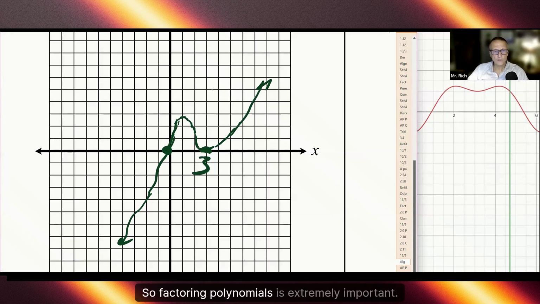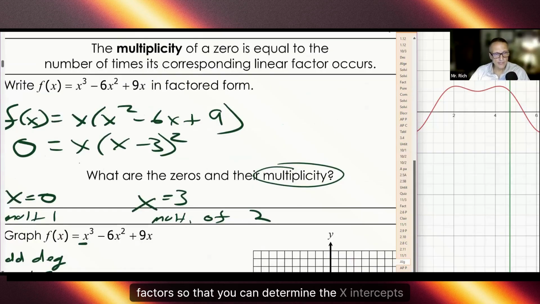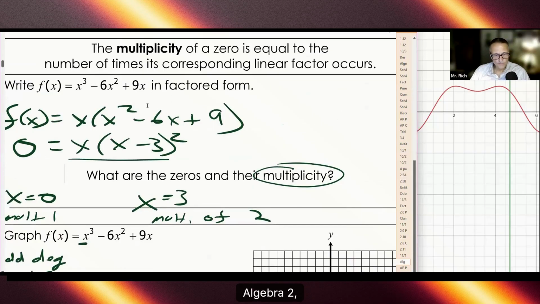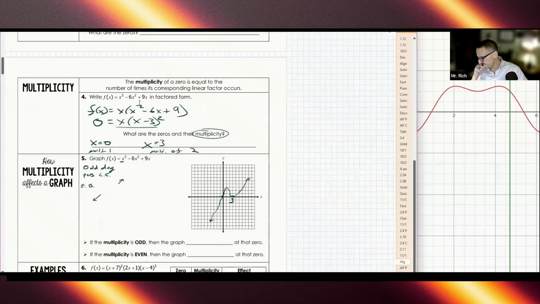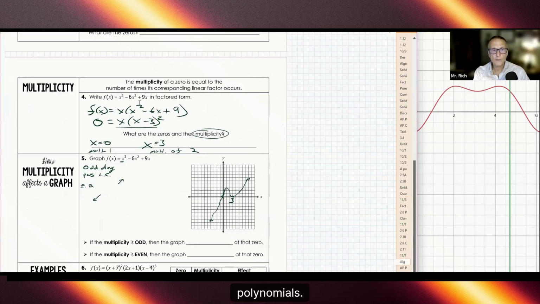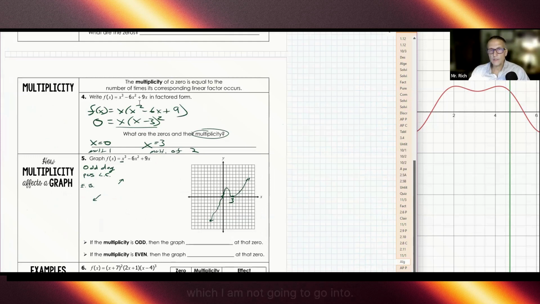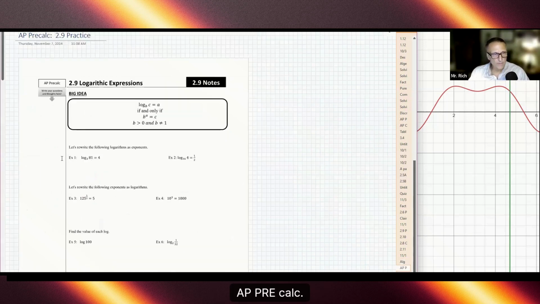So factoring polynomials is extremely important. Being able to factor them into their linear factors so that you can determine the x-intercepts is what you're going to be studying this week in Algebra 2, which is also going to lead you to polynomial division. That's probably the main thing that you're going to be learning this week, is how to divide polynomials. And you'll be using a long division method and a synthetic division method, which I am not going to go into tonight.